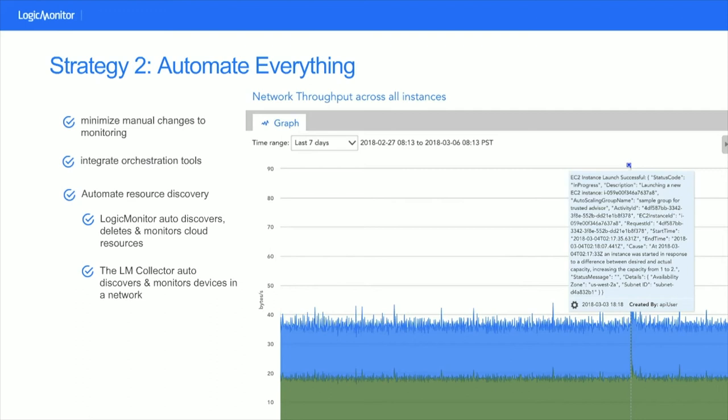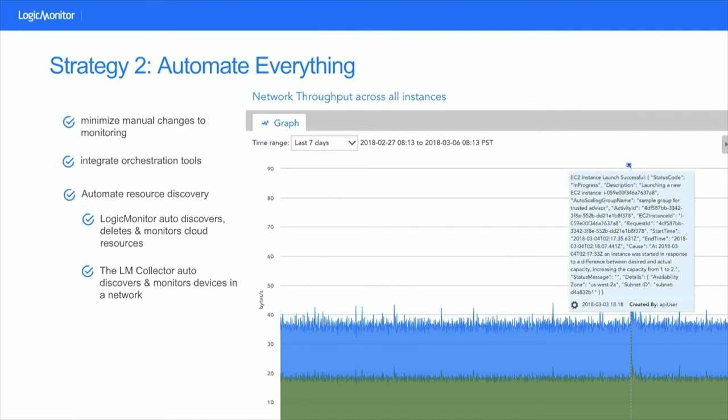All right, so on to strategy number two, automate everything. Modern technologies like cloud services really do enable you to scale quickly, but if you're manually managing your monitoring environment to add resources into monitoring, for example, you're really reducing the value of using a scalable modern technology.